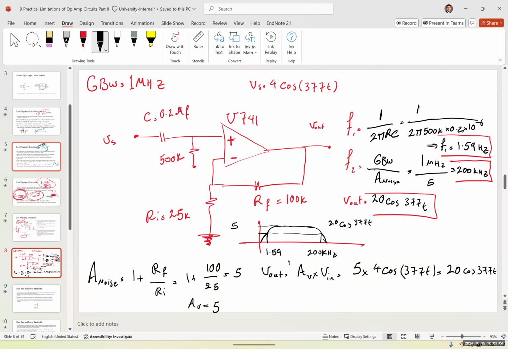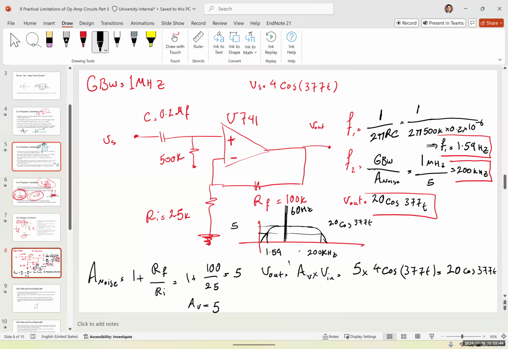The reason that I put 377t is another question that I have. Imagine that this is an audio amplifier. Do you think we're going to have a humming noise in the system? Yes, 60 hertz is around here. You're going to definitely have a humming noise in the system. So it's not a very good design, I would say.